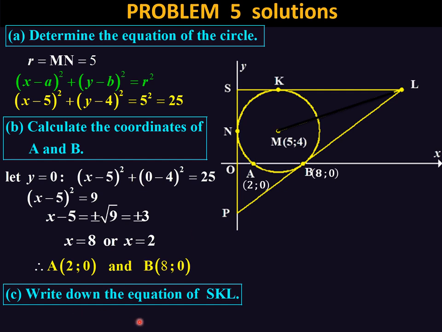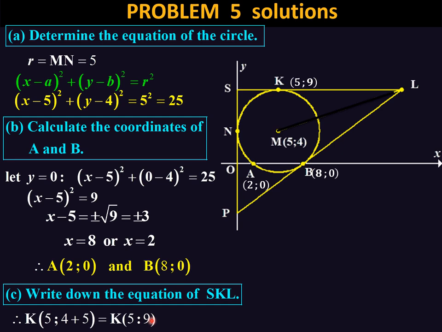Write down. See, write down means it shouldn't be that difficult. SKL, remember, is parallel to the x-axis, so its gradient is 0. So I just need to get y equal to what? If I can get K's coordinates, what's the radius here? The radius is 5. K has the same x coordinate as M, so that's perpendicular, it'll be 5. So I go 5 up. 4 plus 5 is 9. So the coordinates of K is 5, 9.